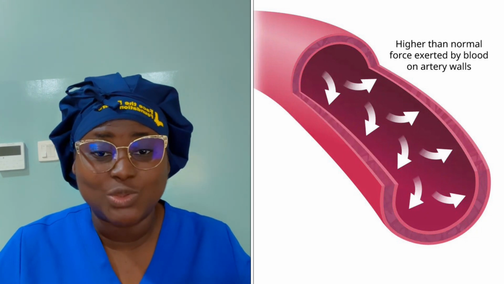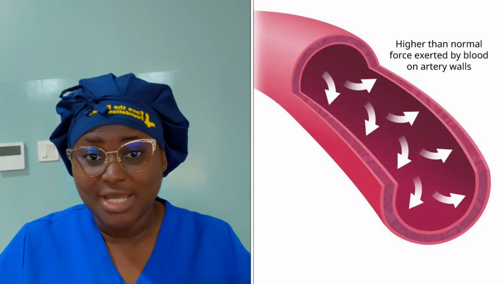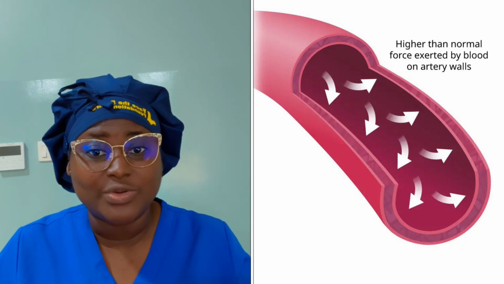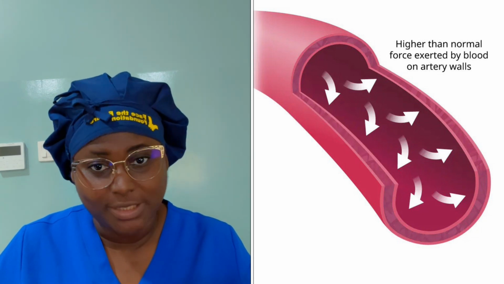I remember I explained what an artery is in my previous video. For those who haven't watched my previous videos yet, an artery is a tubular structure in the body that carries oxygenated blood from the heart to other parts of the body. That is an artery. Blood pressure is measured in millimeters of mercury, which is written as small mm, capital H, small g.